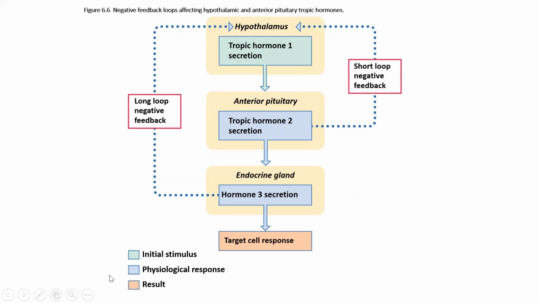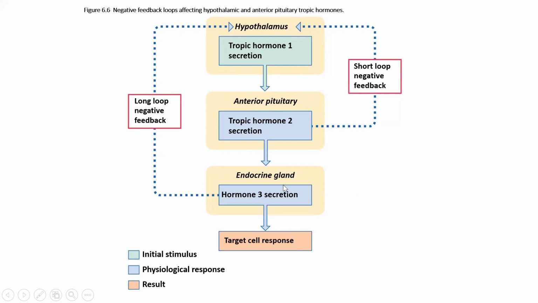So we have our hypothalamus releasing tropic hormone number 1, which can be any of the examples that we just illustrated. That is going to instruct the anterior pituitary to release tropic hormone number 2, which again is any of those examples we talked about, prolactin, growth hormone, TSH, etc. And then that hormone is going to instruct the distant endocrine gland. So it can be the thyroid, it can be the breast, it can be the bones, the liver, and they are going to secrete hormone number 3. All right. And so that hormone will then have some type of target cell response.